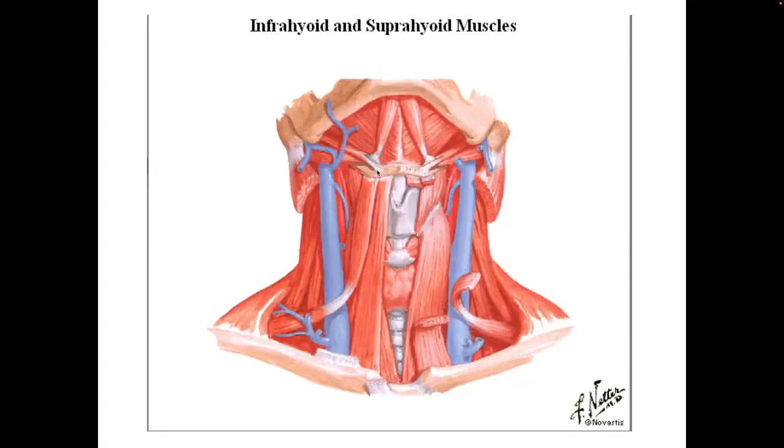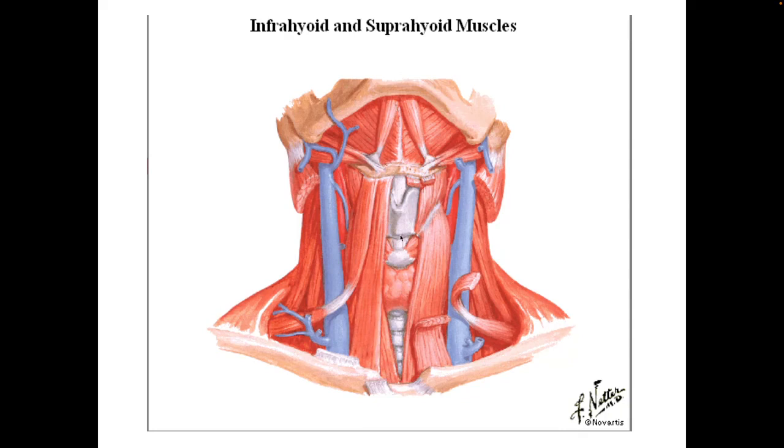Let us quickly revise. The suprahyoid muscles are the muscles which lie above the hyoid bone. They are the digastric and the stylohyoid. If you can see, the stylohyoid muscle is always seen with the posterior belly of the digastric. Then there is a mylohyoid muscle, this one, and geniohyoid, which is not seen here.